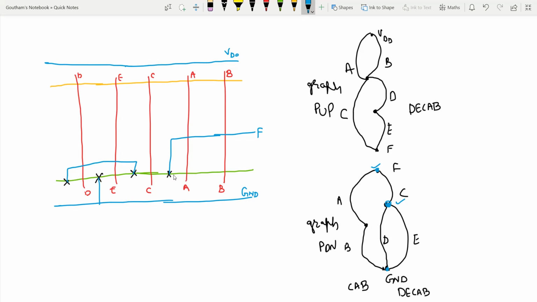See here, one end of A is connected to F, the other end of A is connected to B via this end diffusion, so I don't need to make any explicit connections over here. So this connection is already made, this connection is already made.